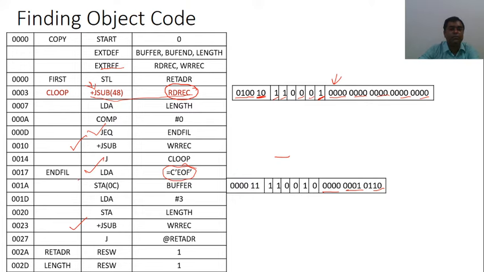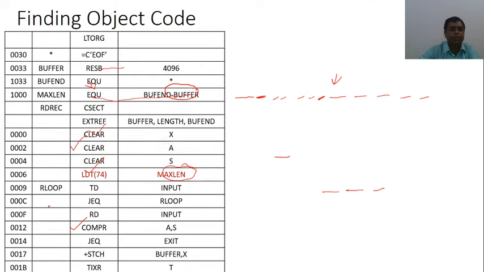Now consider the next part of this program. If I want to get the object code corresponding to this, that will be the ASCII value of EOF, that is 454F46. There is no object code corresponding to this one also. EQU, there is no object code. CSEC, there is no object code.